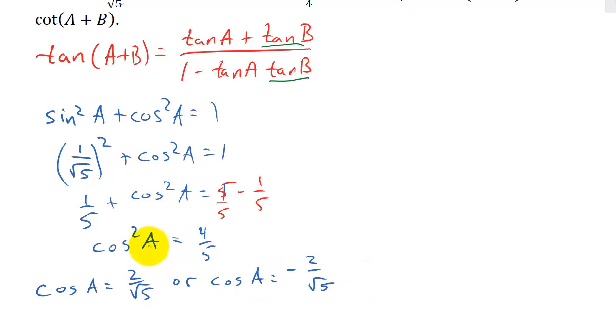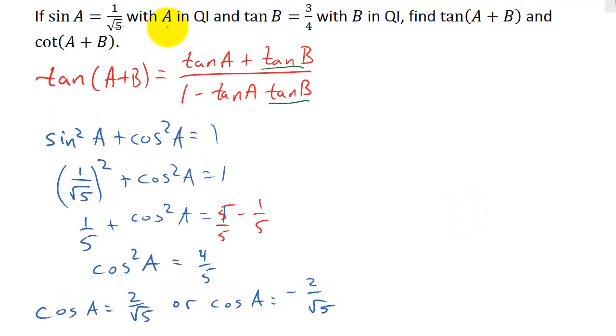Remember the square root property from algebra. When you take the square root, it's plus or minus. Okay, so now we have to figure out which one to use. Well, remember, A is in the first quadrant. And what is cosine in the first quadrant? Cosine's positive in the first quadrant. Remember, all students take calculus, and they're all positive in the first quadrant. And so we know we're not going to use the negative.